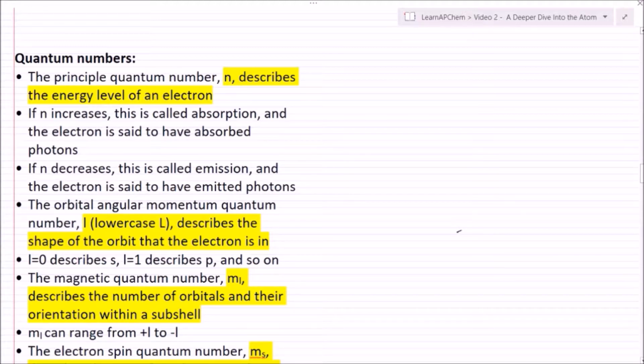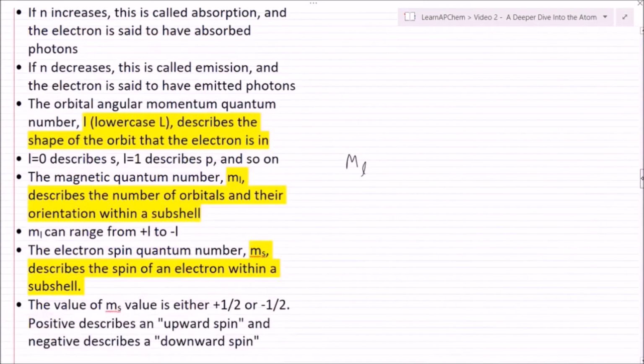We also have the magnetic quantum number, which is m sub l, and that describes the number of orbitals and their orientation within a subshell. And this can range from +l to -l.